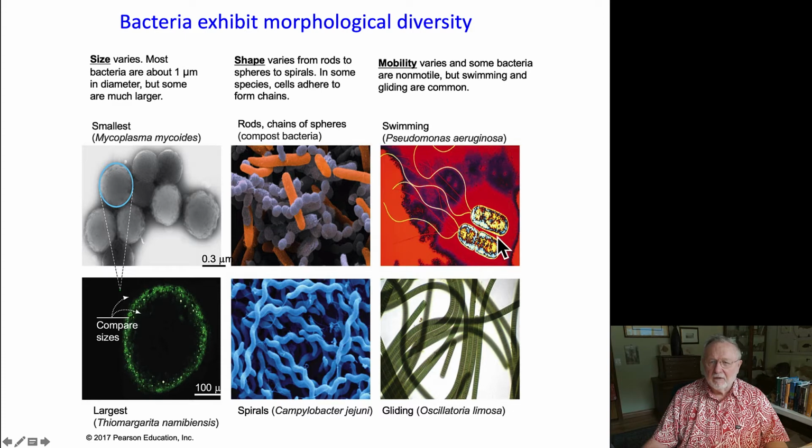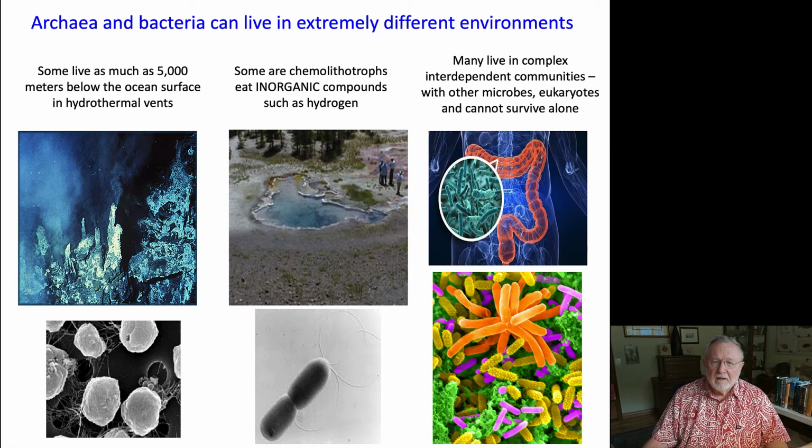There's a variety of shapes, as well as a variety of mobility. Some are not very mobile. Others have a long set of flagella that are used for locomotion. Others glide through the environment, such as you see here for Oscillatoria. And they live in extremely different environments, from as low as 5,000 feet with high pressures below the ocean surface, to very high temperature, low pH environments, such as you might find in Yellowstone National Park, to very complex systems, such as the gut of an animal system.